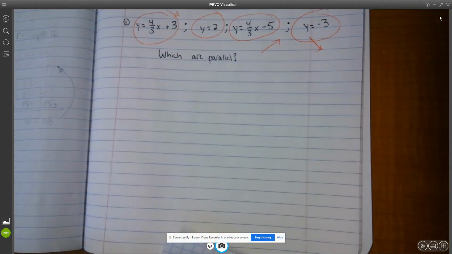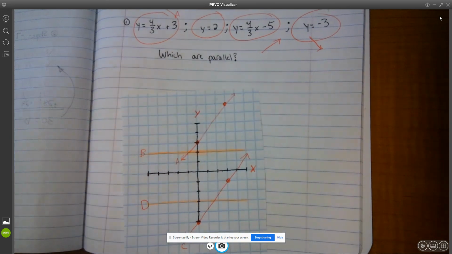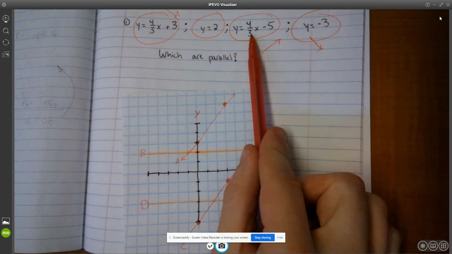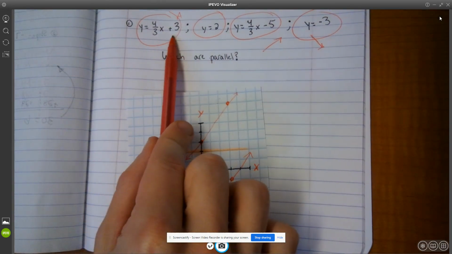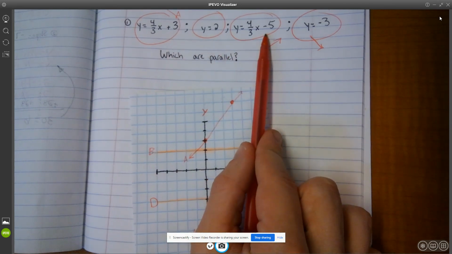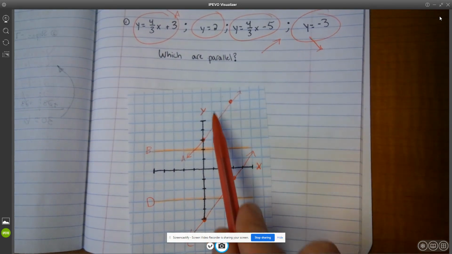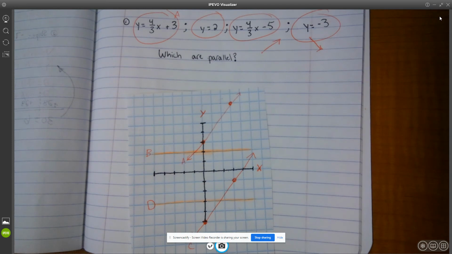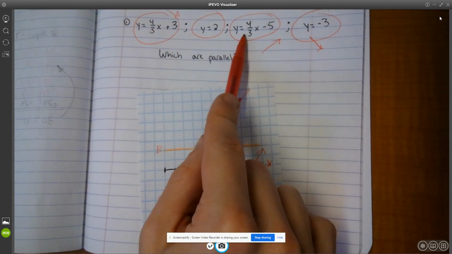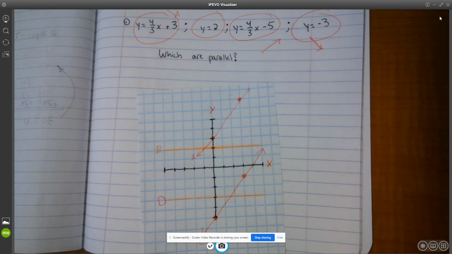If you observe those two, you might notice that these two both have the same exact slope. Although the +3 and -5 give them different y-intercepts, the slopes are exactly the same, and they're never going to cross over. That's a very important thing to notice for parallel lines.